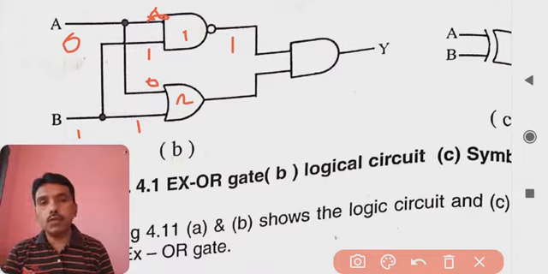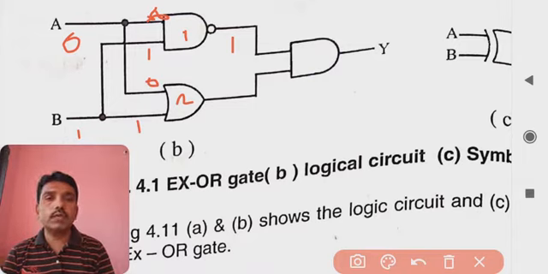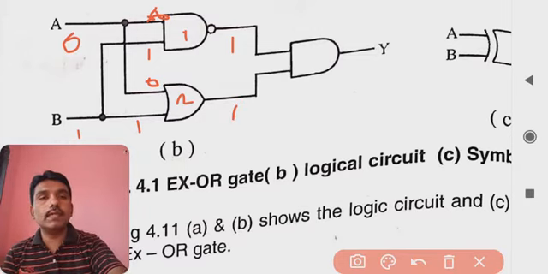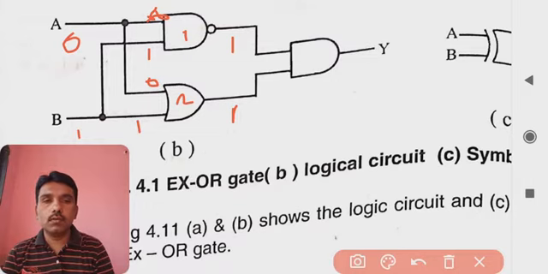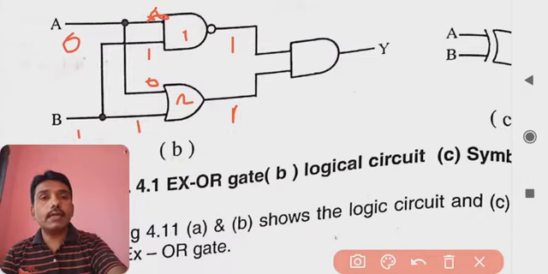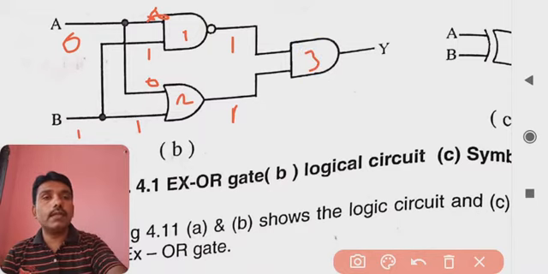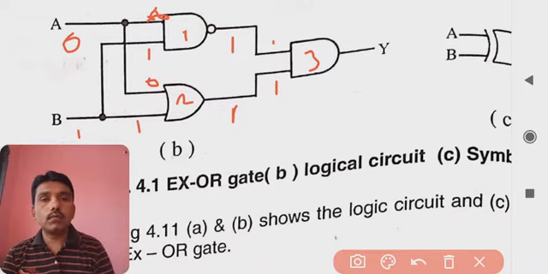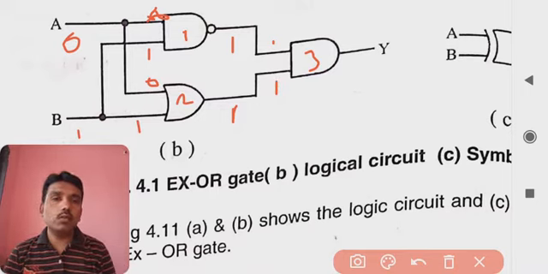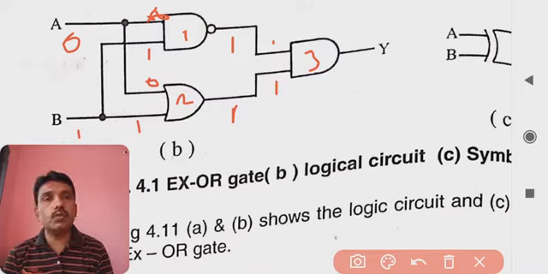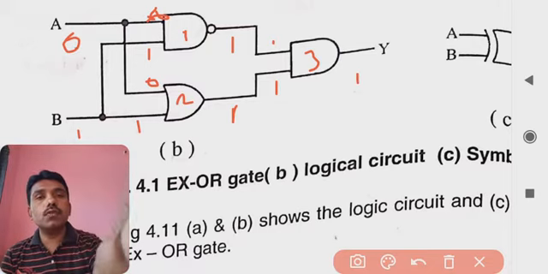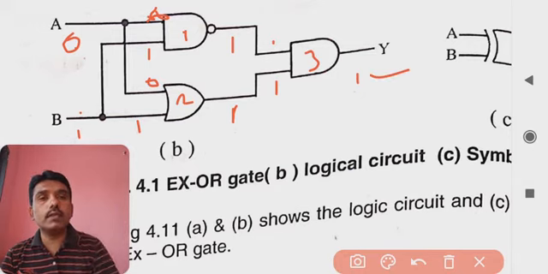And for the OR gate, we know the logic: if any of the inputs is high, the output is going to be high. That means for the 0 1 input, this second OR gate will give us an output of 1. This output from the NAND gate and this output from the OR gate will be the inputs for the third AND gate. That means for the AND gate the input is 1 1. Already we know that when both the inputs are high, the output is going to be high for the AND gate. That means for the 0 1 condition we are getting the output as 1.